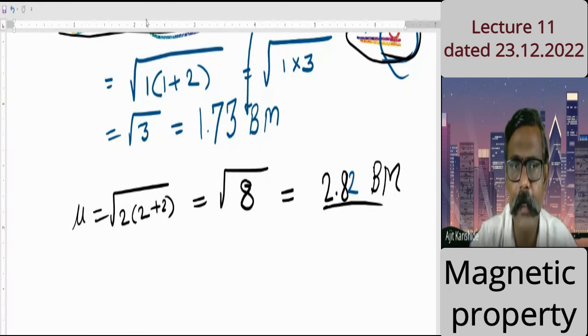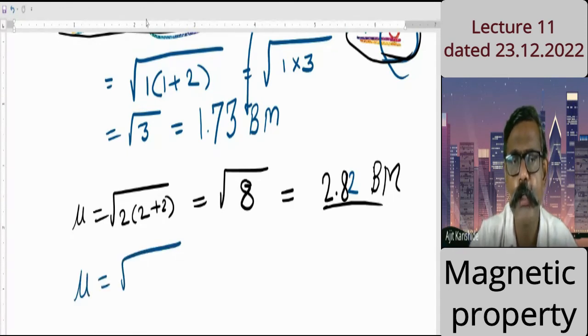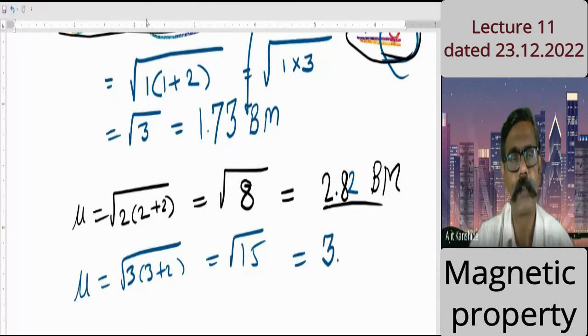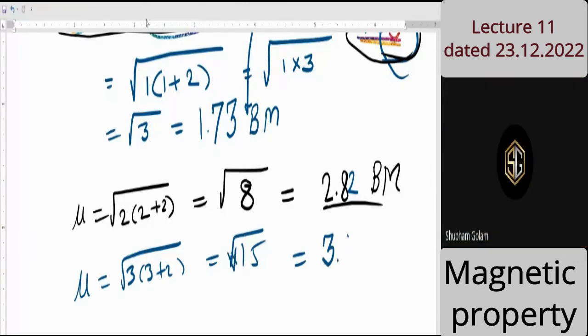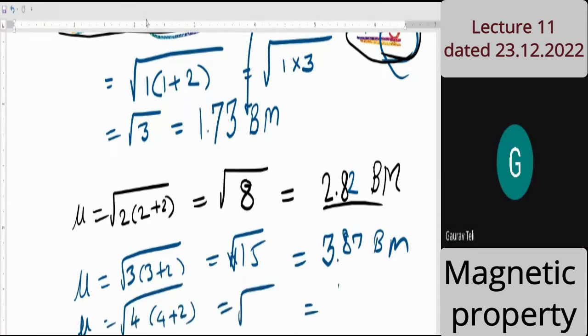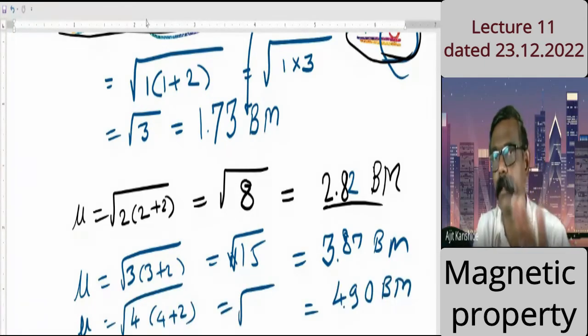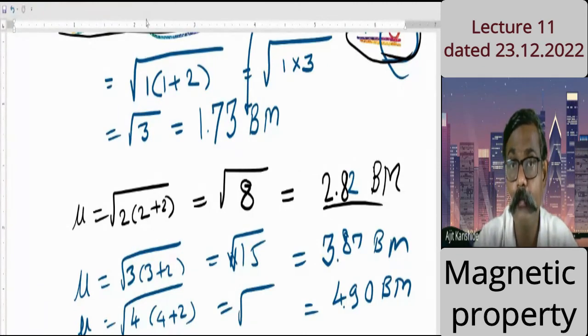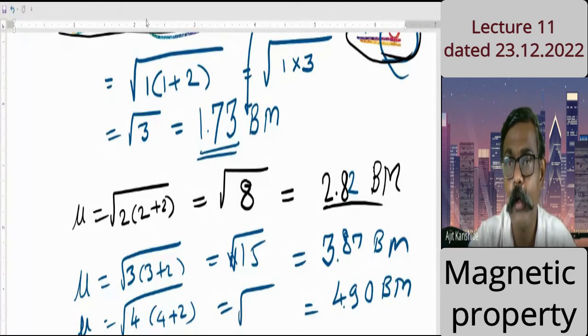Similarly, please calculate for 3 unpaired electrons. Mu is equal to square root of 3 into 3 plus 2, which is equal to square root of 15, which is equal to 3.87. One more, last, 4 unpaired electrons: 4.90. Now, a hint I am giving that will help you to solve questions in the JAM examination also. For 1 electron, 1.73; 2 electrons, 2.82; 3 electrons, 3.87; 4 electrons, 4.90.